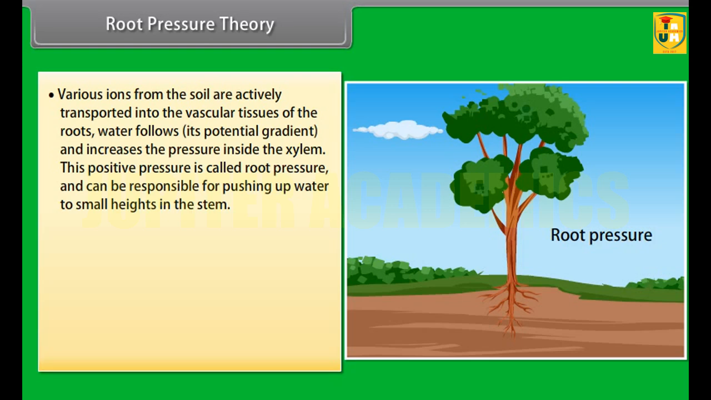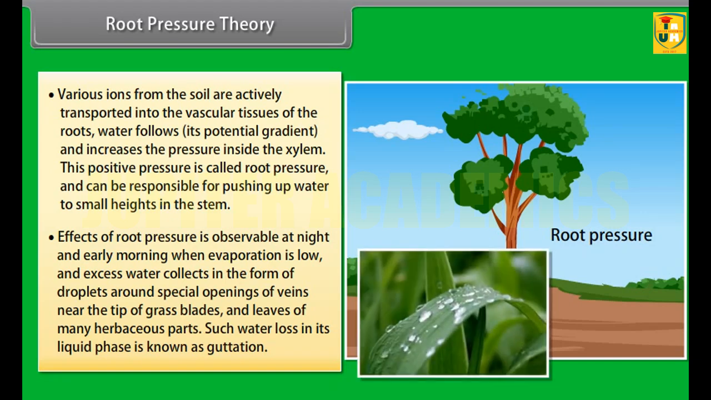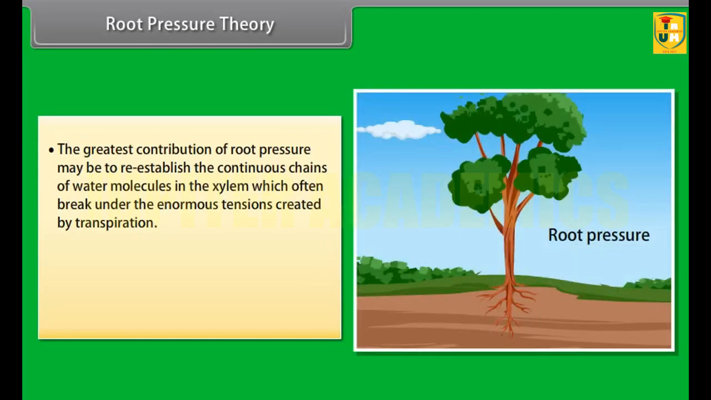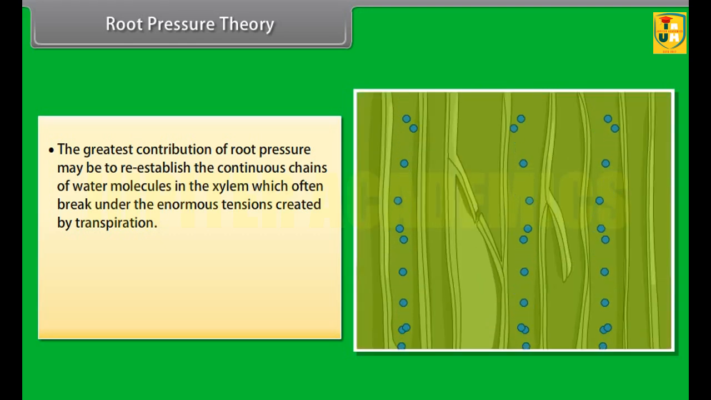Effects of root pressure are observable at night and early morning when evaporation is low, and excess water collects in the form of droplets around special openings of veins near the tip of grass blades and leaves of many herbaceous parts. Such water loss in its liquid phase is known as guttation. The greatest contribution of root pressure may be to re-establish the continuous chains of water molecules in the xylem, which often break under the enormous tensions created by transpiration.